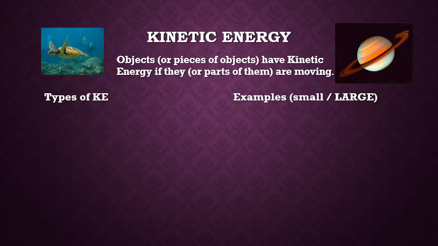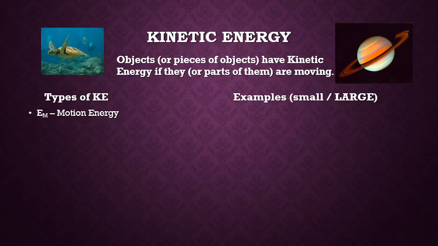So the word kinetic energy specifically means that an object or a part of an object is moving. So there's actually lots of different types of kinetic energy. You probably learned about just the first type that we're going to talk about, which we're going to call it EM for motion energy. So when a whole object is just rolling down a hill or driving down a street or just running, that object has the potential to do work. It could run into something and make something useful happen.